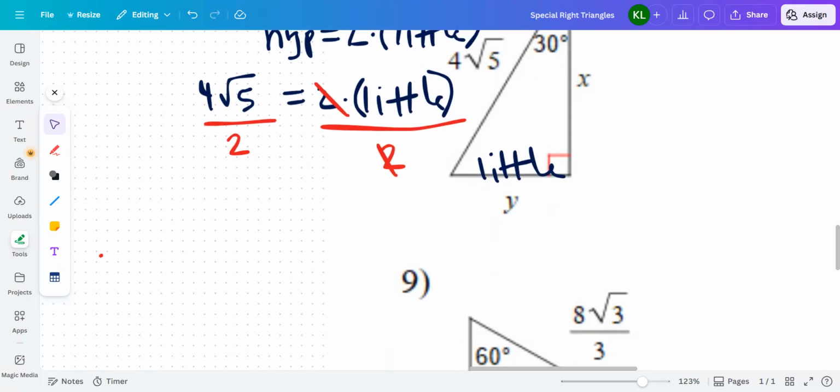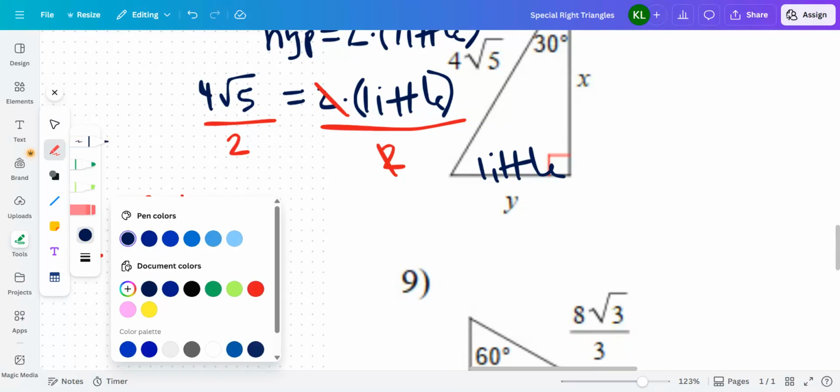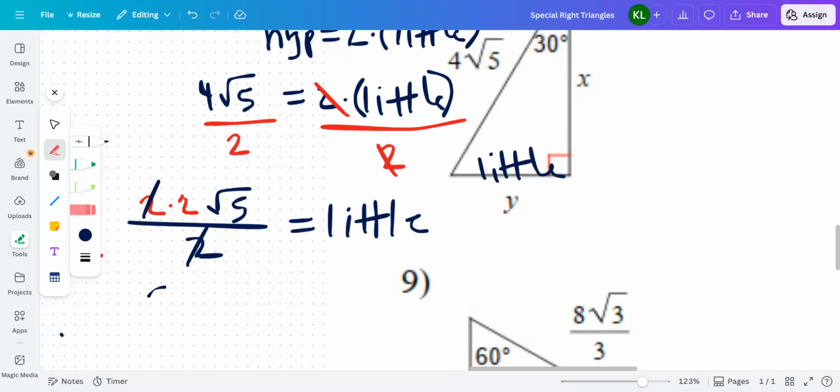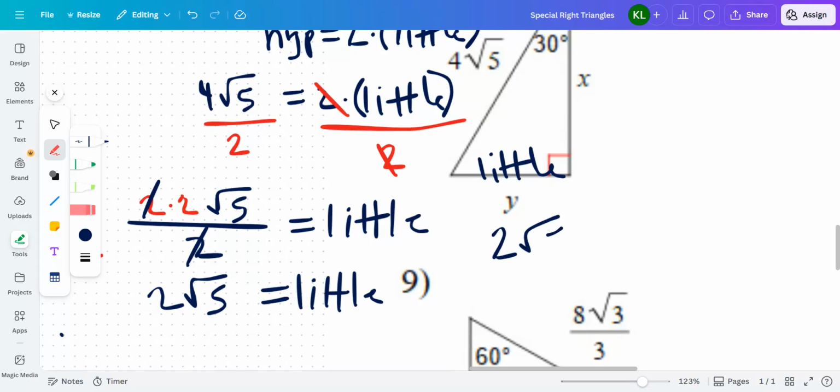Now 4 square roots of 5 divided by 2, we can simplify this because 4 is the same thing as 2 times 2. So we're going to have 2 times 2 square roots of 5 divided by 2 is equal to our little leg. And these 2's here are going to simplify. So we know that 2 square roots of 5 equals our little leg. So our little leg is 2 square roots of 5. I'm going to circle that there.